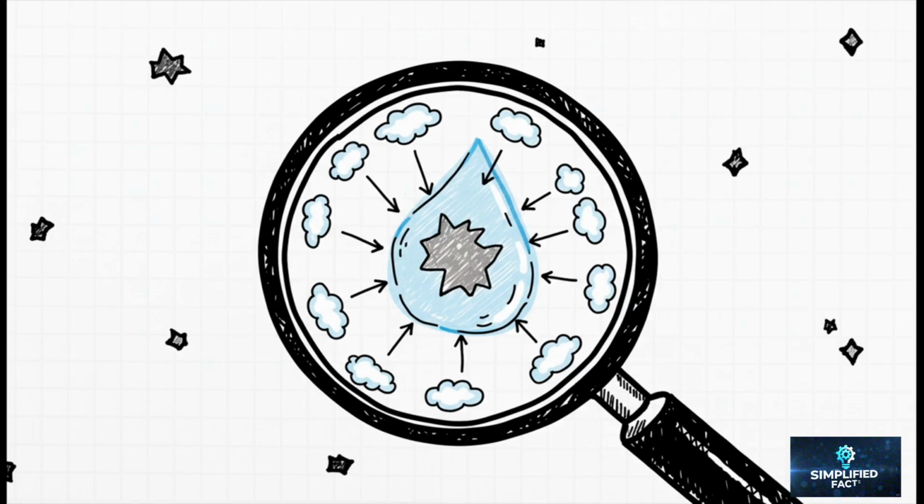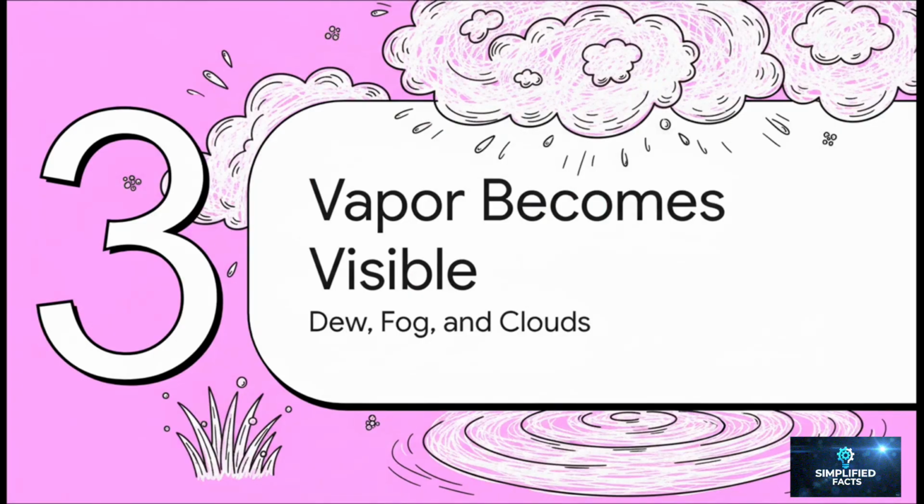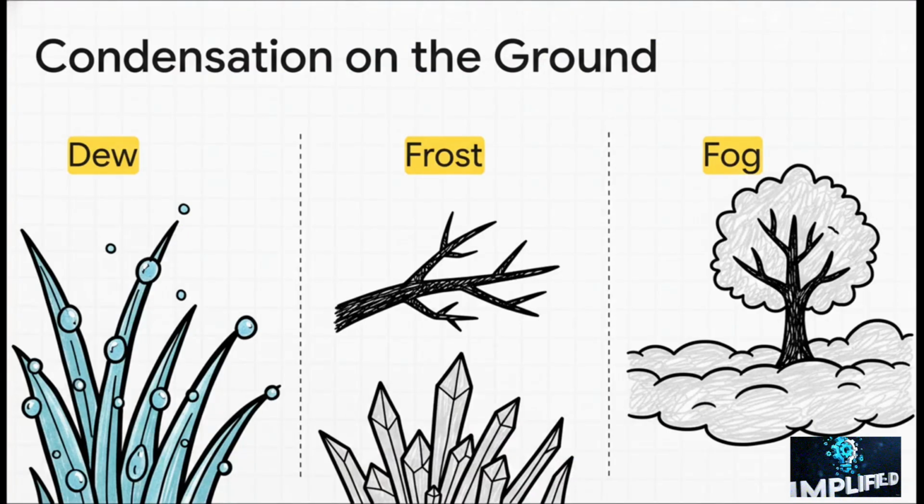No way. So now we've got our main ingredient, water vapor, and we have our process, condensation. Now we finally get to see the results. This is the part of the recipe where our invisible ingredient makes its grand entrance. You see this stuff all the time.